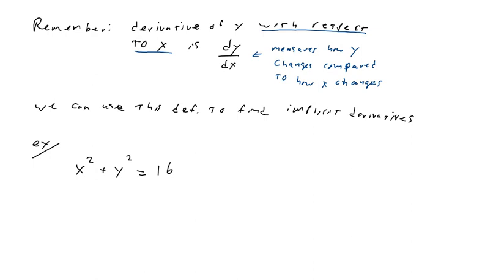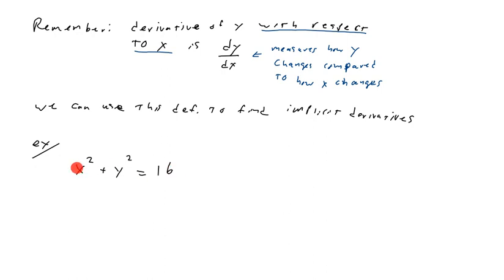So we're going to find the derivative of this implicit equation using our definition of derivative. The definition of derivative is change in y over change in x, dy over dx. And here's an implicit equation: x squared plus y squared equals 16.